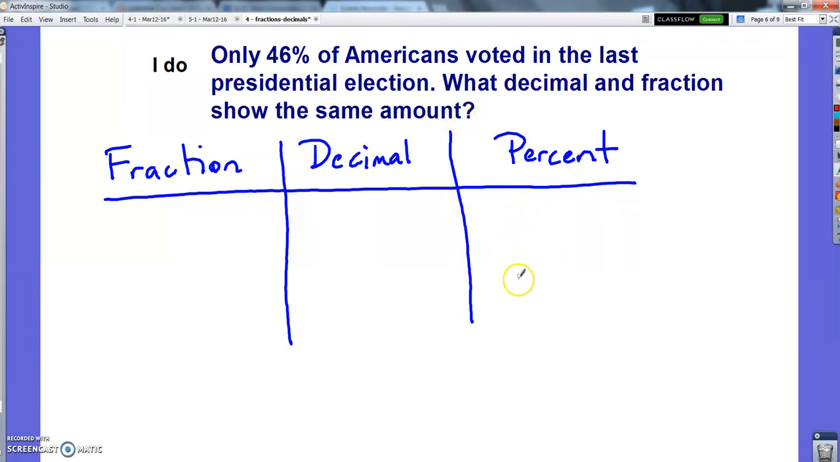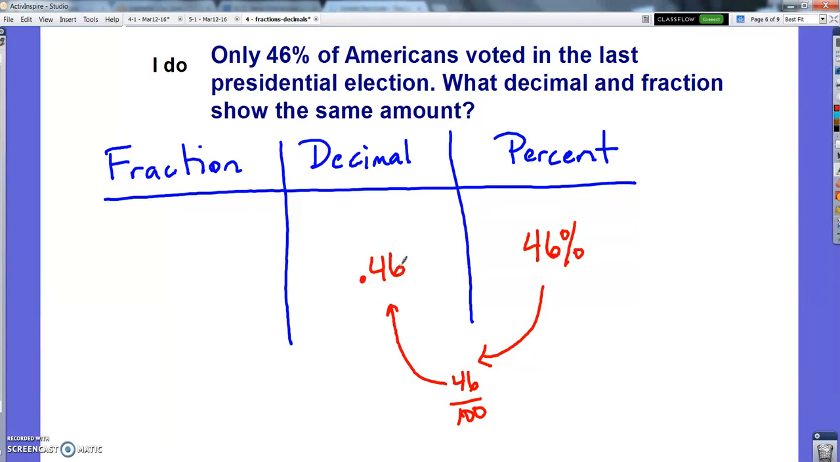All right. So I'm going to start with a percent on this one. 46% of Americans voted. So to convert that to a decimal, pretty easy, because 46%, that is 46 out of every 100 Americans voted, and that is easy to turn into a decimal. 46 hundredths, nothing new there. And that also already is a fraction for me to use.